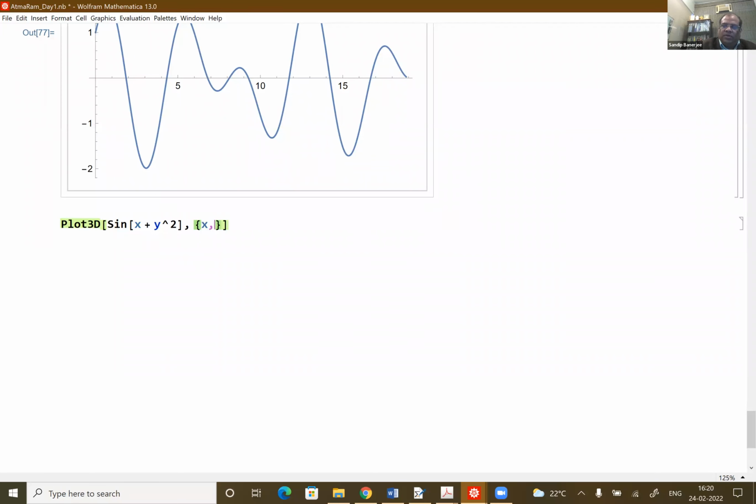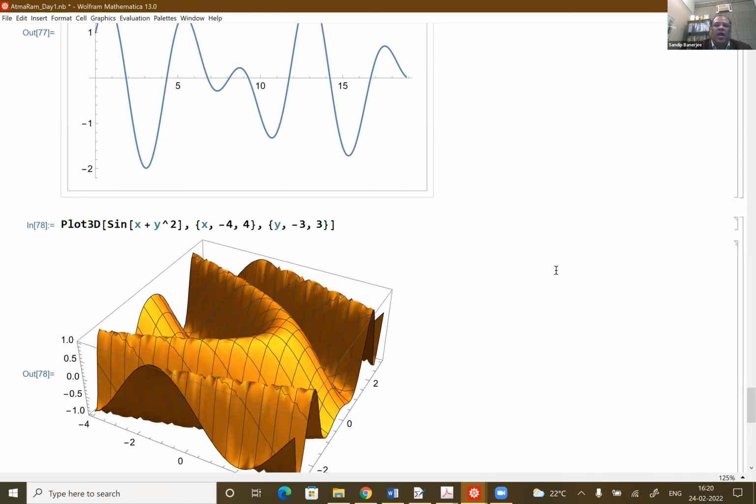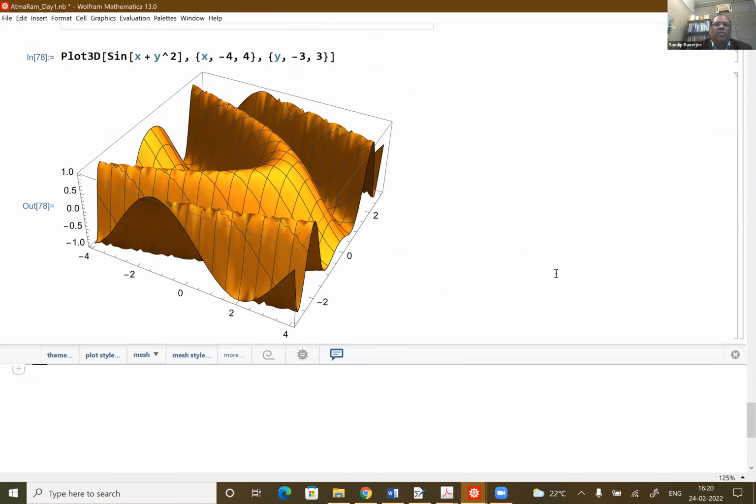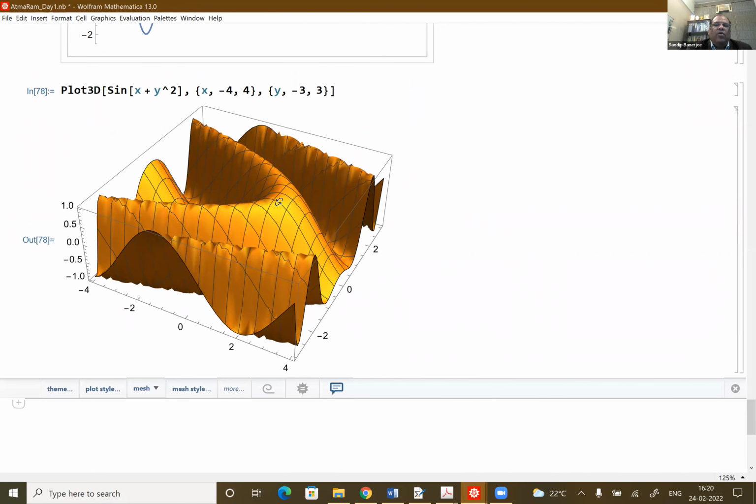So x from say -4 to +4, y from say -3 to +3. So it's some sort of symmetricity is there. And I get this. So the beauty of this one is I can rotate this one.